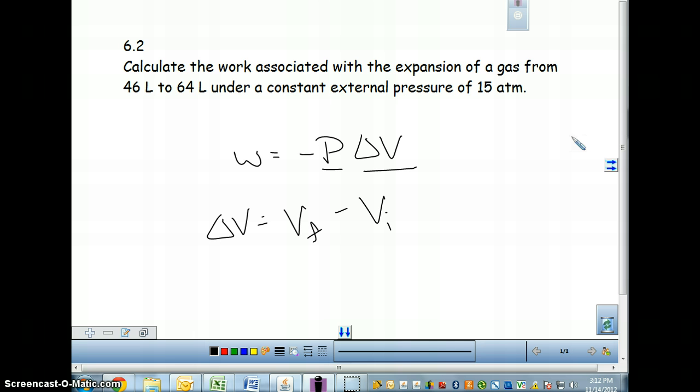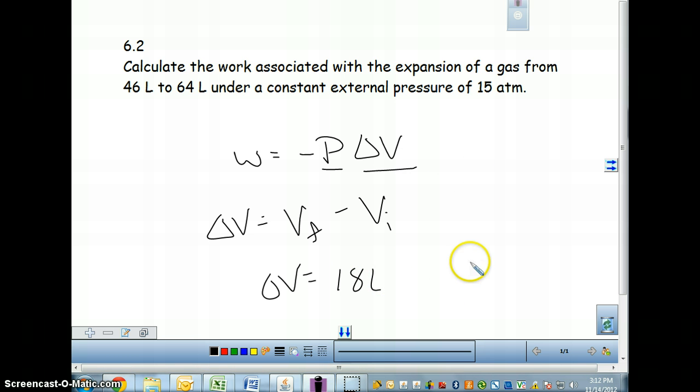If you're interested in the change in something, so for instance when you were little, the change in your height or the change in miles on a car, you take the final number minus some initial number that you're comparing it to. So if we do this, we get a delta V equal to 18 liters.